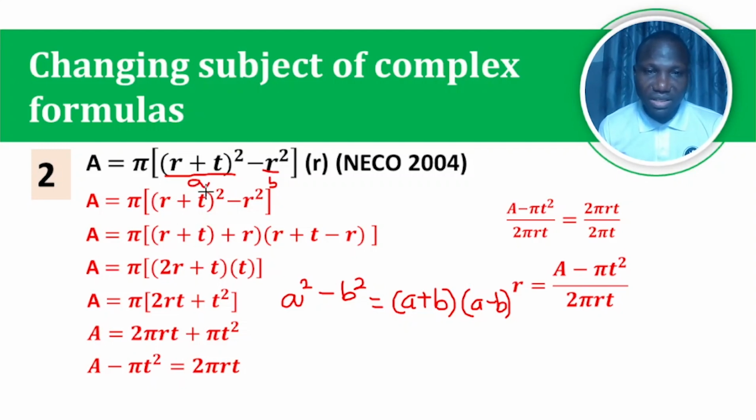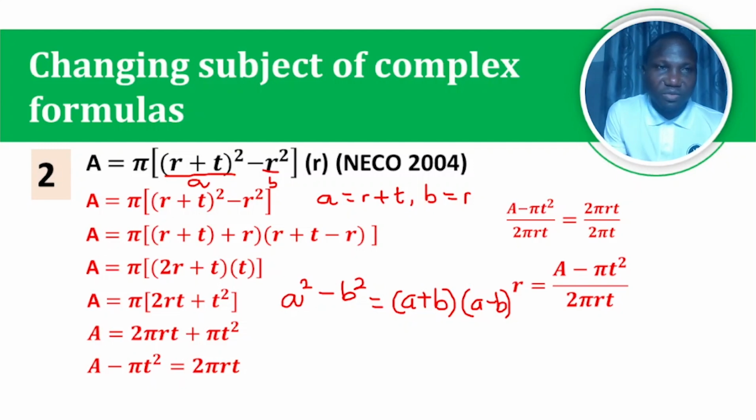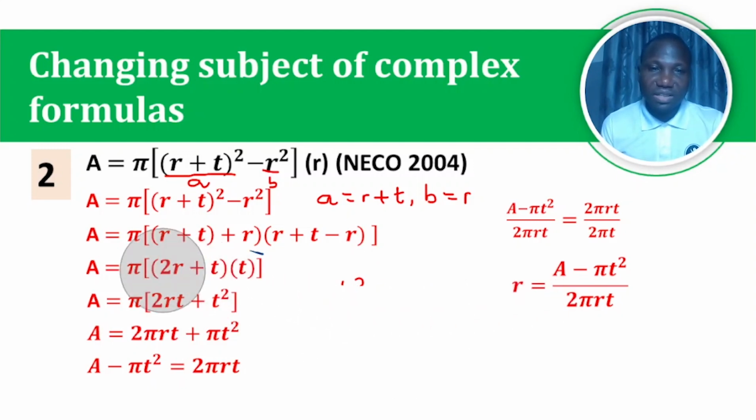a plus b. Don't forget, a here now means r plus t, while b means r. So if we factorize using this algebraic identity, a plus b is r plus t plus r, which is what you have here, in one bracket, multiplied by r plus t minus r in the other bracket. That's a minus b, where a is r plus t and b is r. Now if we do that, we can simplify the expression further.